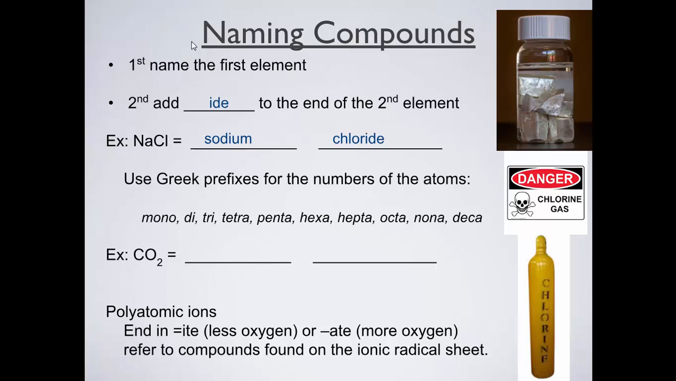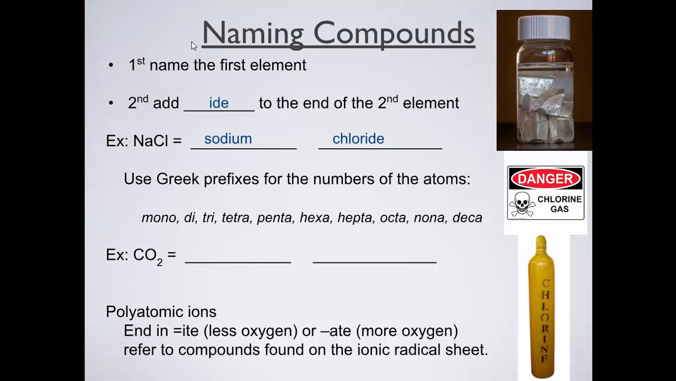So often we will use Greek prefixes: mono, di, tri, tetra, penta, hexa, hepta, octa, nona, deca, to tell how many of the atoms there are. Now for sodium chloride, there was just one of each, so we generally don't put a prefix on. We can put a prefix on, but typically it's not.